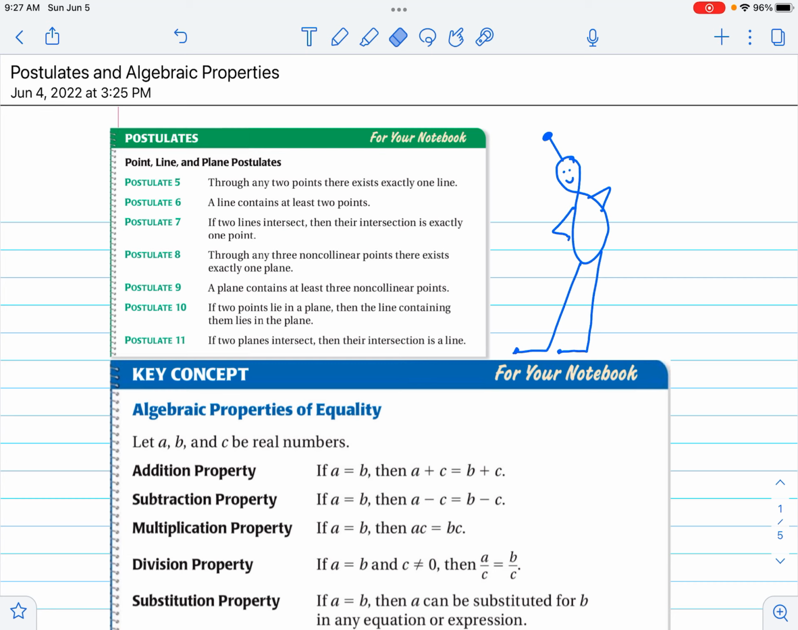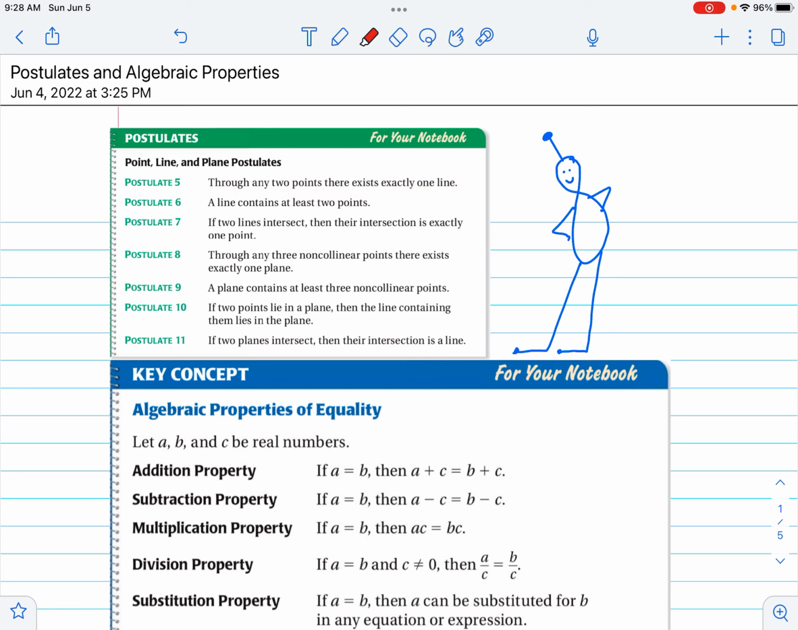We will be given definitions, theorems, postulates, properties, and we use those things that we accept to be true to prove things that we suspect to be true. Now remember, a postulate is things like what I've shown you here. For example, postulate 5: through any 2 points there exists exactly one line. These are things that we just accept to be true without proving them. I've got a whole list here as examples. If two planes intersect, then their intersection is a line. We are just going to take those as givens.